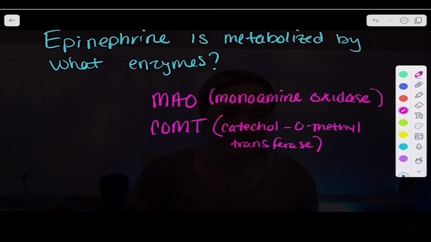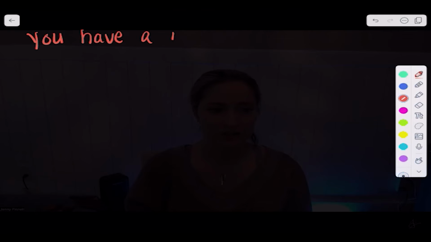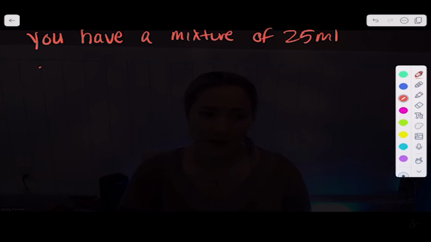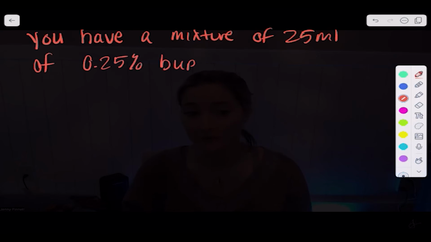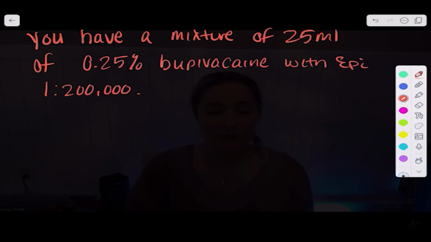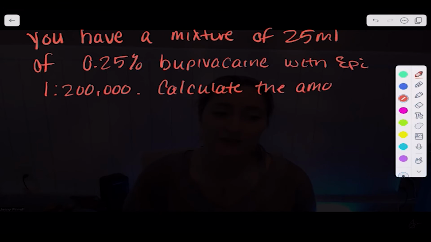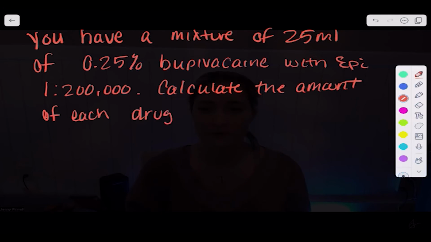All right, now into some dose calculations and mixtures. If you have 25 mLs of 0.25% bupivacaine with epinephrine 1 to 200,000, I want you to calculate the amount of each drug in milligrams.